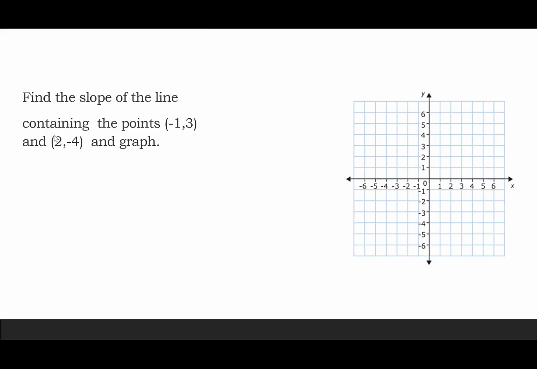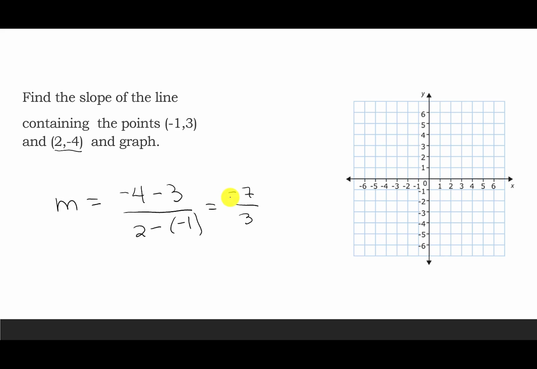Let's do a few examples. Let's find the slope of the line containing the points -1, 3, and 2, -4, and then we'll graph. We can say m is equal to, I'm going to use 2, -4 as my second point. So I have -4 minus 3 divided by 2 minus (-1). I put the -1 in parentheses because I don't want to lose the sign. I want to pay attention to minus and negative. In the numerator, I have -4 minus 3, that's -7. And the denominator, 2 minus -1, is positive 3, so I have a slope of -7 over 3.